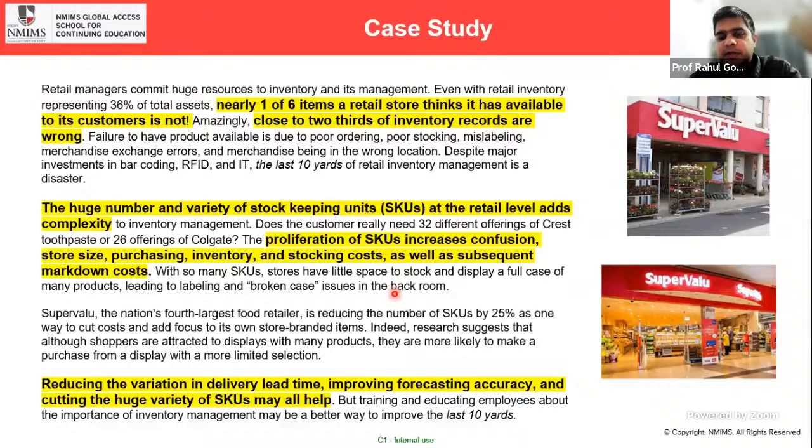And how this particular retailer was taking initiatives to reduce the number of SKUs being sold, reducing the variation in the lead time, improving forecast accuracy, cutting down on the complexity involved. And this is exactly what we had seen and what we are going to discuss, right? So it's all about optimizing the inventory to maximize the business potential, right?